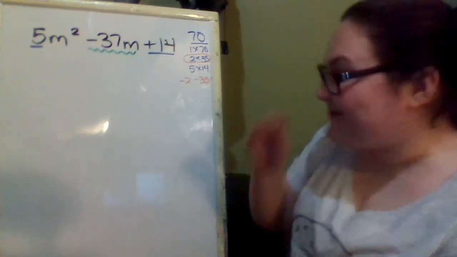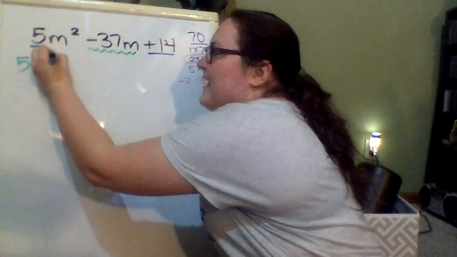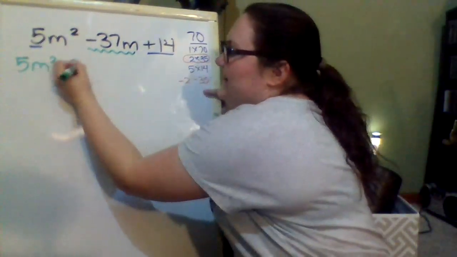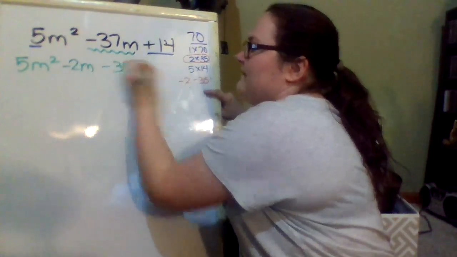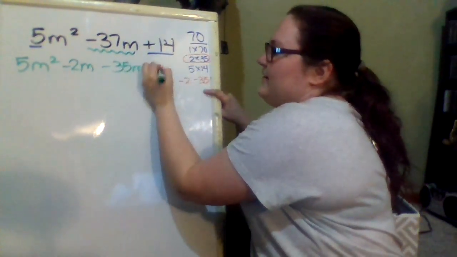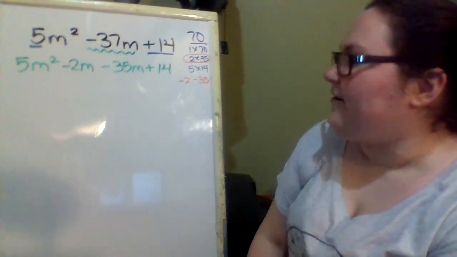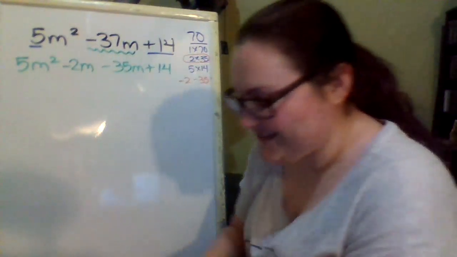Pause the video if you need more time. But we are going to end up having that 5m squared that comes down. And using those signs I already figured out, I'm going to write minus 2m minus 35m. And then I'm going to copy my plus 14. Now, looking at this, our next step, do you remember what comes next?